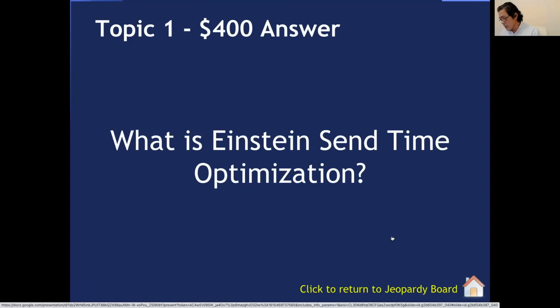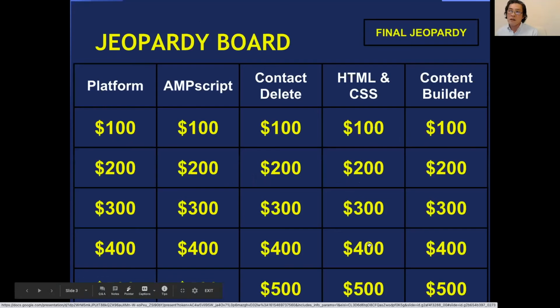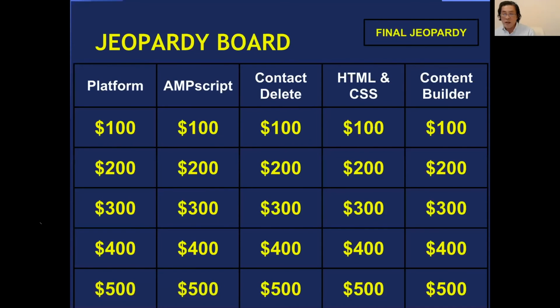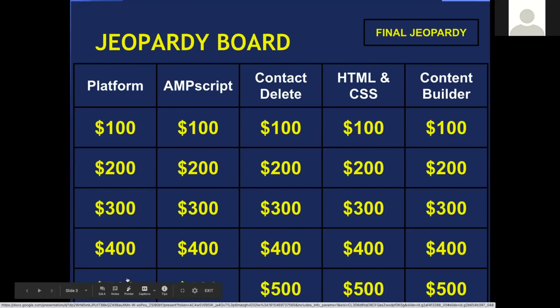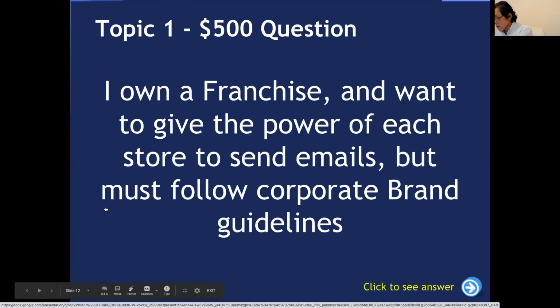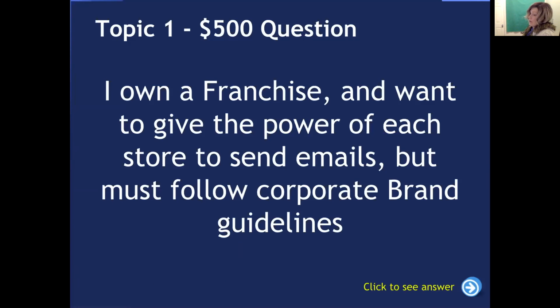Okay. So the last Platform 500 is available, and then you have all the AmpScript and Contact Deletes available except for the first 100. So your pick. Lungat again one more time. Yeah, last Platform then, please. Okay. I own a franchise and I want to give the power of each store to send emails, but they must follow a corporate brand guideline. What am I?